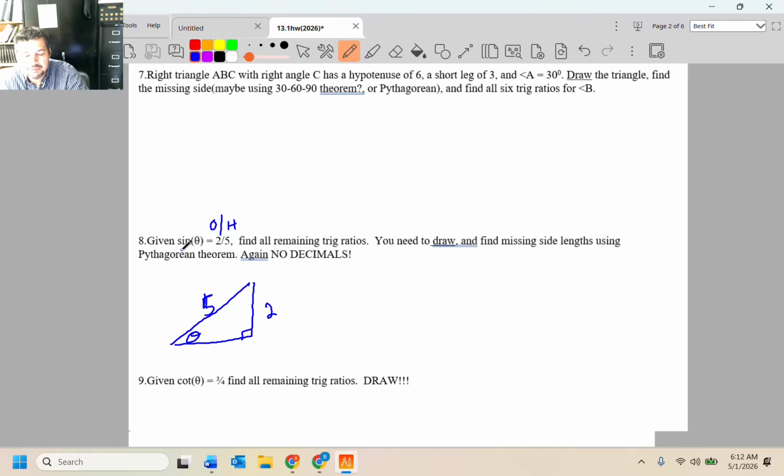Now we'll find this missing side right here using a little Pythagorean theorem. I'll just call it a for now. So a squared plus 2 squared is 5 squared. 5 squared is 25, 2 squared is 4, the difference is 21, so a is root 21. I'm going to go through and do all my ratios, and I've got a whole bunch of them. I was told sine, so I don't have to write her down again. That is theta.